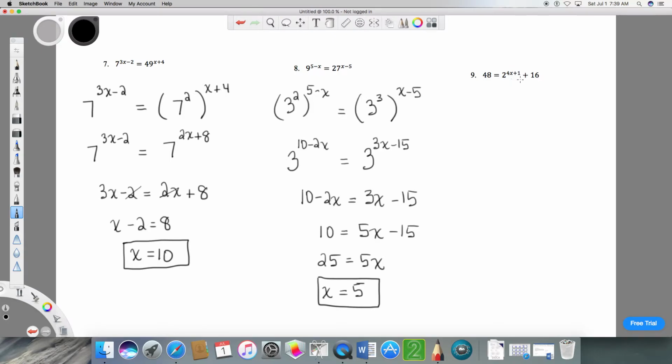So here let's subtract 16 from each side, and we get, I believe, 32, and we can rewrite the number 32 as 2 to the 5th power. And over here we have 2 raised to the 4x plus 1st power. Since the bases are the same, the exponents have to be the same since this is a one-to-one function. And now this is a 2-step equation. If we subtract 1 and divide by 4, we have our solution. Plus, it's easy to see that 4 plus 1 is 5, so x has to be 1.